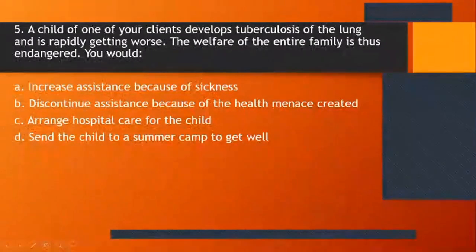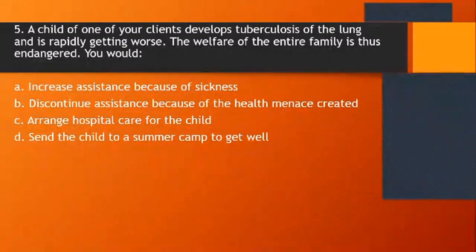Number 5. A child of one of your clients developed tuberculosis of the lungs and is rapidly getting worse. The welfare of the entire family is thus endangered. What's your answer for this? It's letter C, arrange hospital care for the child.